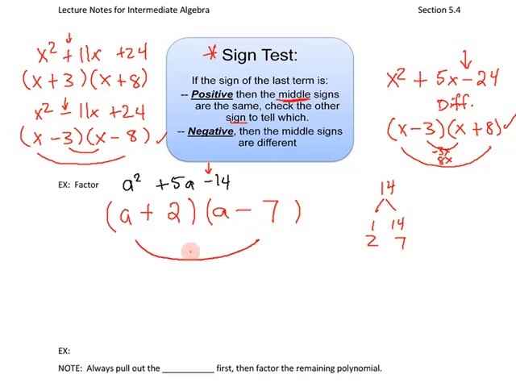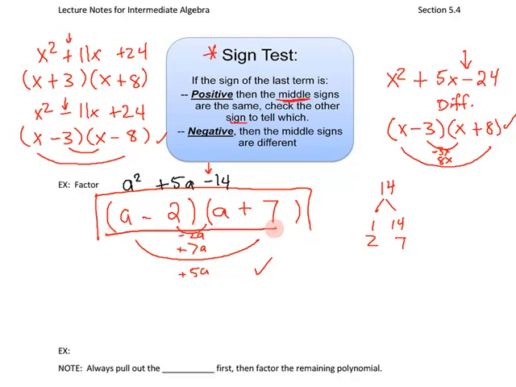The outside gives me negative 7a. The inside gives me 2a. 2a added to negative 7a is negative 5a. Is that right? The answer is no. It's wrong. It's the opposite sign. Well, try switching your signs then. That's what you do if you get the wrong sign: you just switch them. Make this minus, make this plus. That becomes a plus 7a and a minus 2a, which is plus 5a. So that works, which means this is how that trinomial factors.